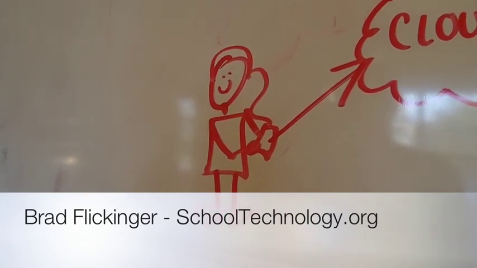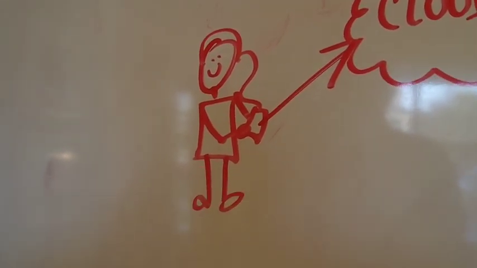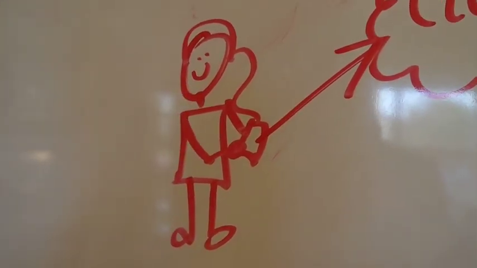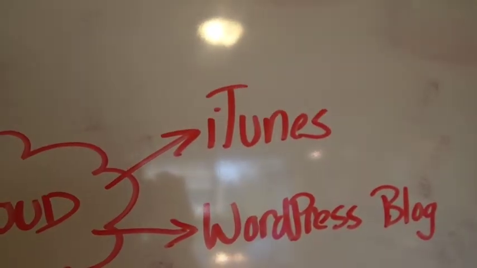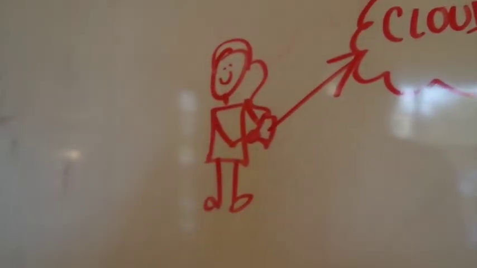So here I am, and I like to be able to make podcasts. I do it all the time, but I want to be able to make them on my iPhone and just my iPhone. But how do I get it to the cloud and then to my iTunes RSS feed as well as onto my WordPress blog, all without ever touching a computer?